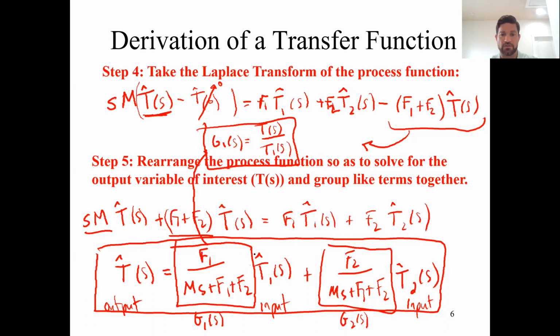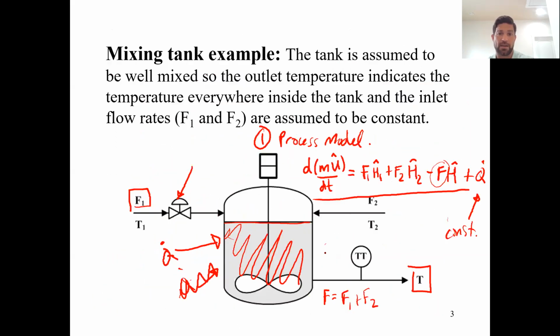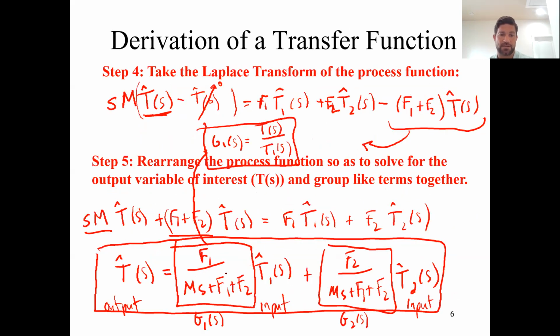Notice that these two transfer functions are very similar to each other. The reason is that if we go back and look at the process model, the two temperatures have the same effect on the process. They both affect the process the same way, and the relative effect is related to the ratio of the flow rates, F1 to F2. So we can see that here: if F2 is smaller, it's going to have a smaller effect. If F2 is bigger, it's going to have a larger effect on the temperature.